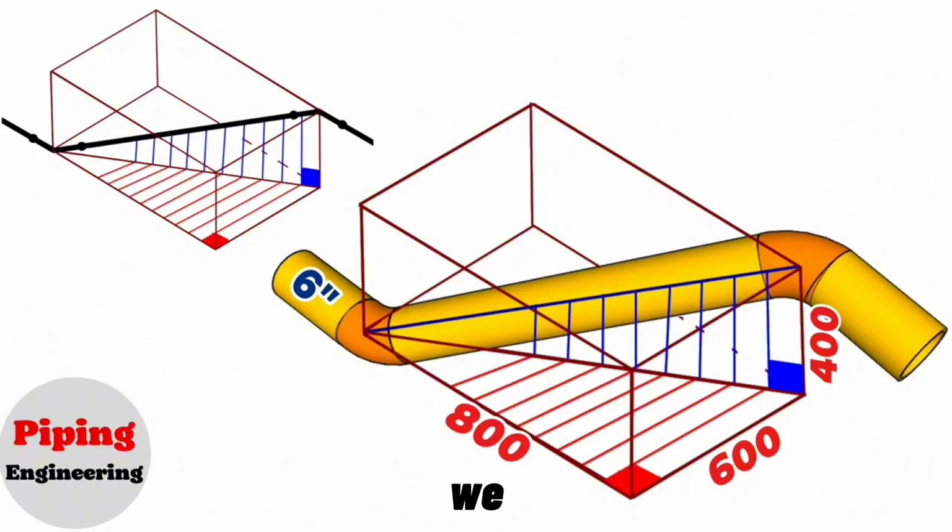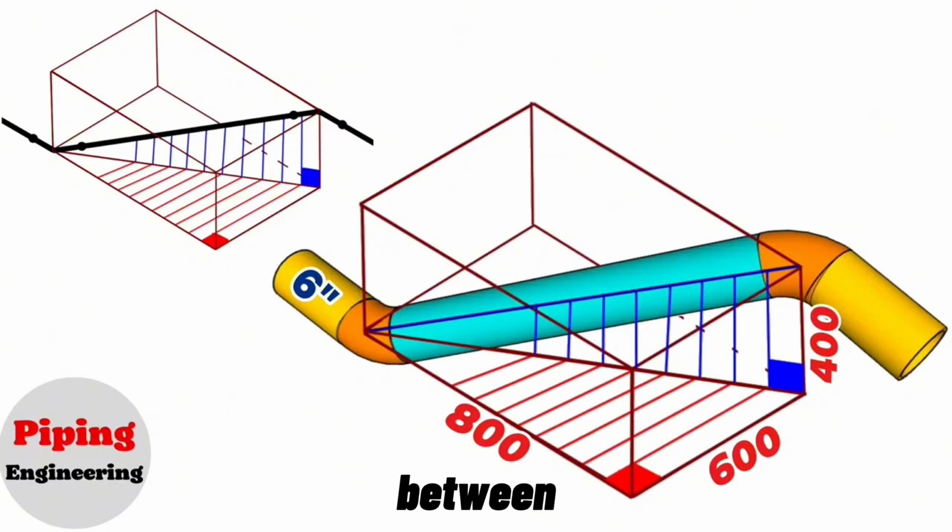In this video we will show step by step how to calculate the distance between the centers of the elbows in the pipeline, the cut elbows length and the length of the pipe piece between these elbows in the isometric drawing and 3D model view of the pipeline. Let's start the pipe tutorial video. We will perform the calculations in this video on a 6-inch pipeline.